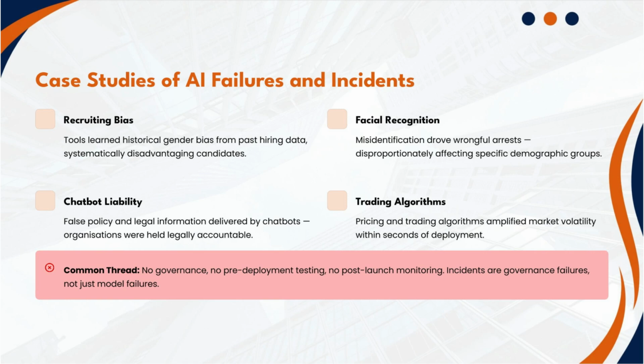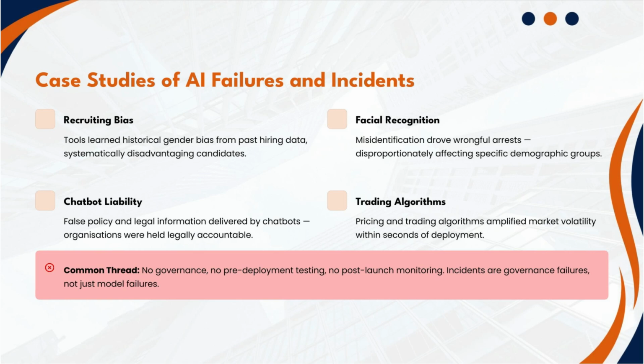Now theory is fine, but let's look at what actually went wrong for real organizations. These cost money, careers, and trust. The recruitment case is the one everyone knows. A large technology company built a hiring model on 10 years of past CVs. Those CVs were mostly from men. The model learned that being male correlated with being hired and started penalizing CVs that mentioned women's activities. They caught it and scrapped it. But notice, nobody coded that rule. The data taught it.